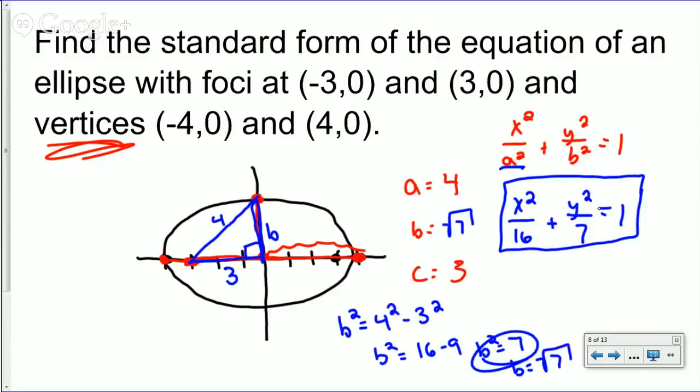And there's your standard equation. Remember, if I wanted a general equation, I'd get everything on one side and I would get rid of these fractions here. Okay.